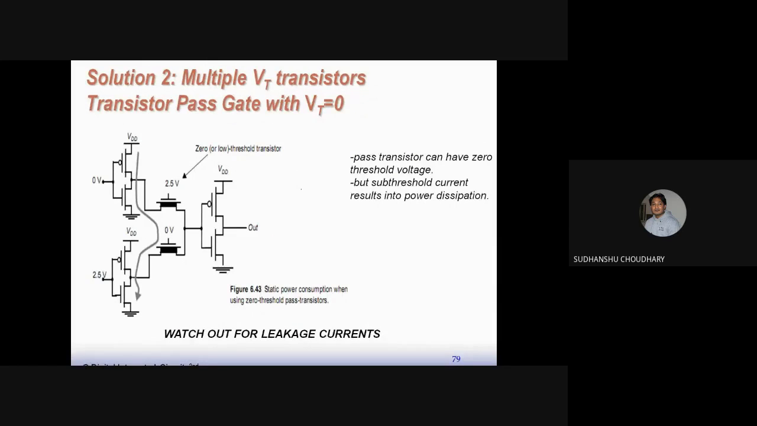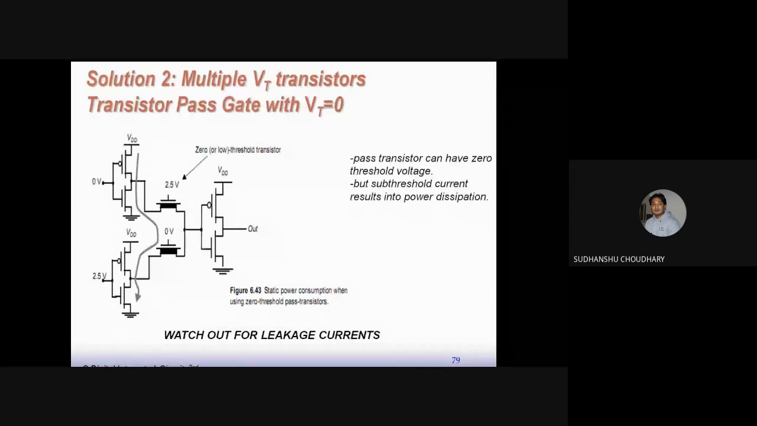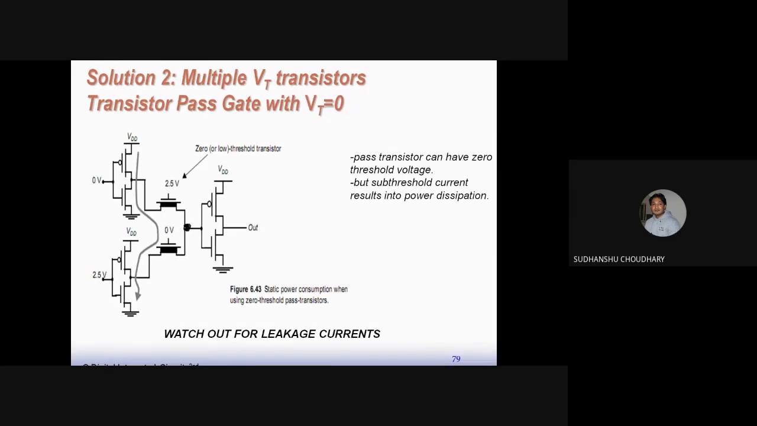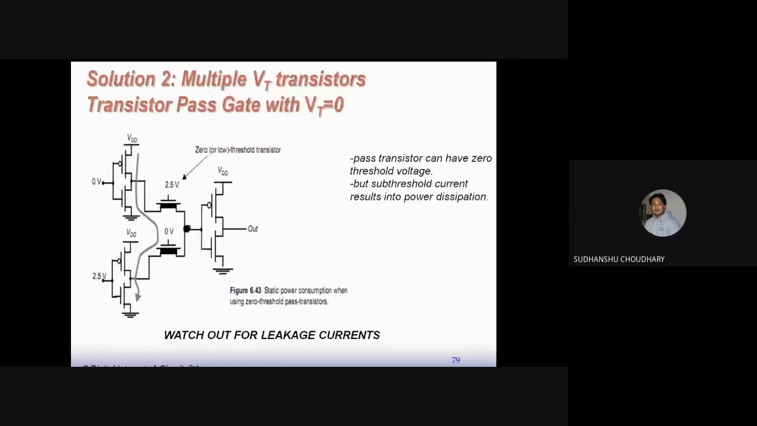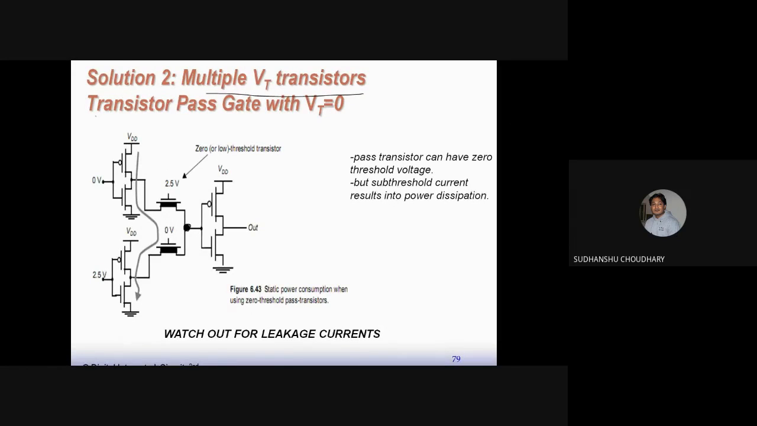Now the solution to this problem, which is created by this level restorer, or maybe by this pass transistor: we saw that threshold drops were happening at this point, the X point here. The total voltage that was supposed to be VDD was not VDD, it was equal to VDD minus VTN of the pass transistors. To overcome this problem, one can think of using multiple threshold voltage transistors. The threshold voltage of these two pass transistors could be zero, and the other transistors in the circuit may have their actual threshold voltages. Only pass transistors can have threshold voltages of zero.